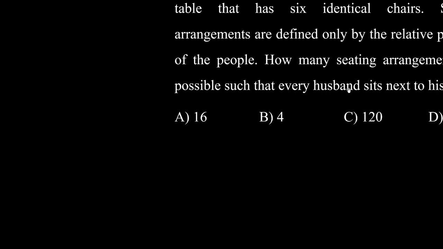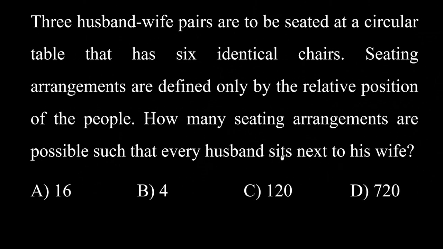Now, almost the last question regarding circular permutation, given in the GATE exam as well. Three husband-wife pairs are to be seated at a circular table that has 6 identical chairs. So, 6 people, 6 chairs, but there are husband-wife pairs. Seating arrangements are defined only by the relative position of the people. How many seating arrangements are possible such that every husband sits next to his wife? Mandatory condition.